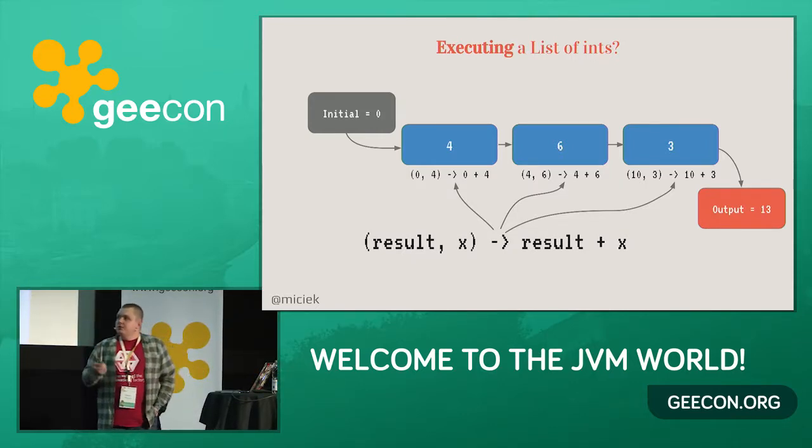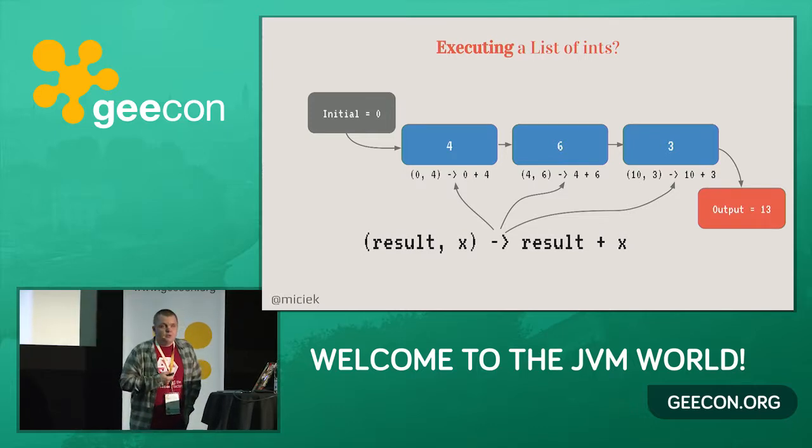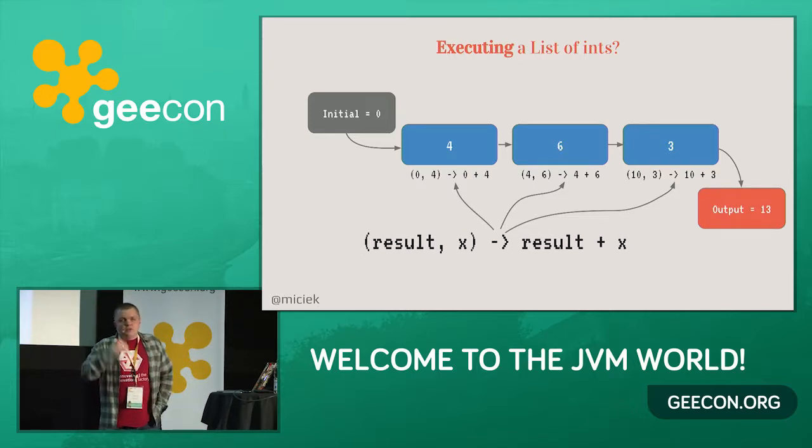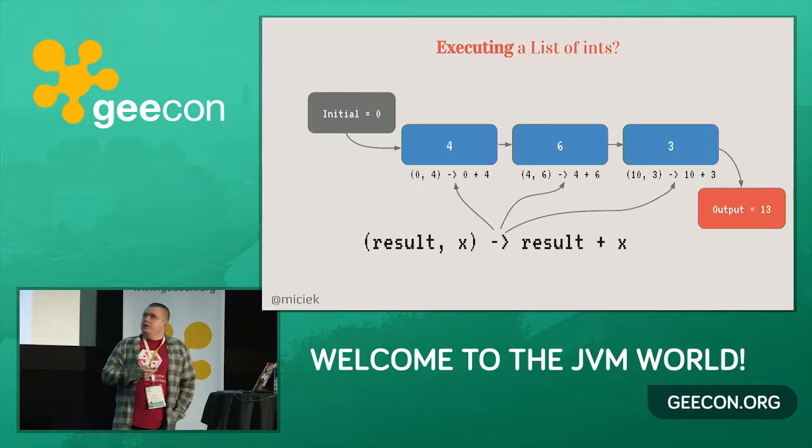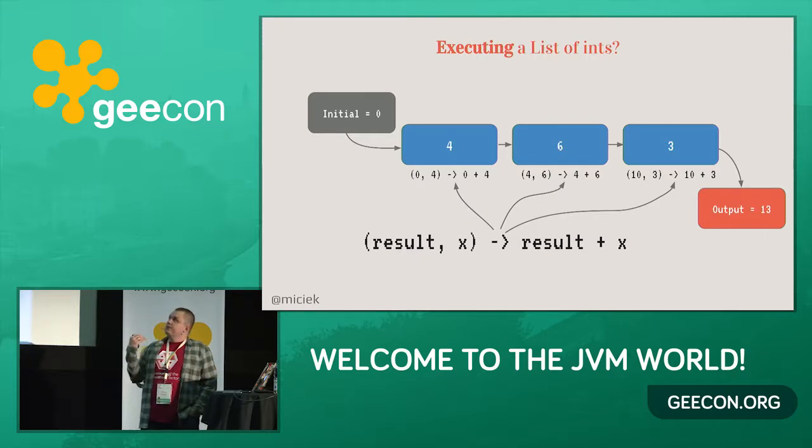And of course, first we get 0. We are adding 4 to it because this is the first element, and this function is called for every element. So we get 4 as a result, and then we pass this 4 to the second execution of the function for the second element, and so on and so forth, and we get 13 as the output value. So we folded the whole list of 3 ints into one value using this sum function.